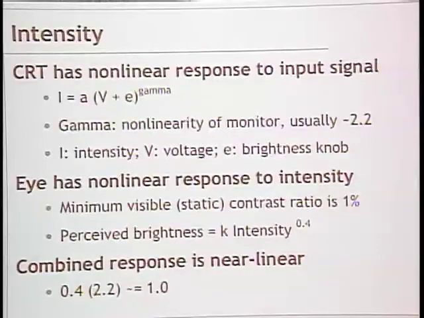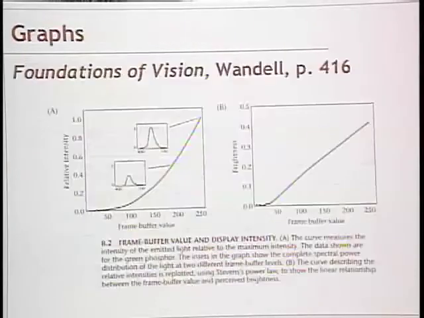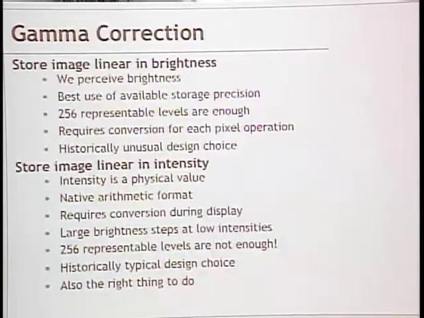So when you do that in your control panel, that's what you actually end up changing. So we have two choices. We can either store the image linear in brightness, which is the right curve over here, or we can store it linear in intensity, which is the left curve over here.